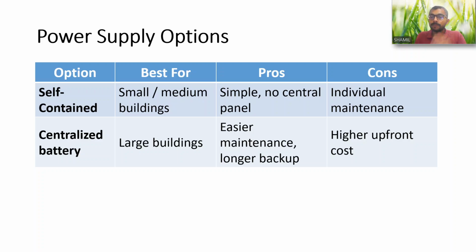Now, what are the power supply options available? There are two options. The first one is self-contained. If you go to small or medium-sized buildings, there you will see separate emergency and exit lights. In each unit, each light will have its individual battery, and it will not have any central panel. Each light fitting will have its own battery.